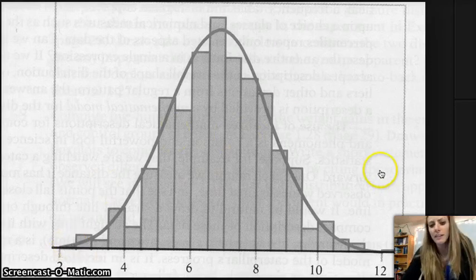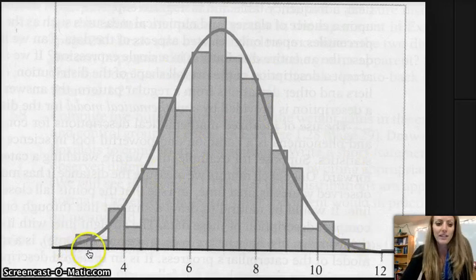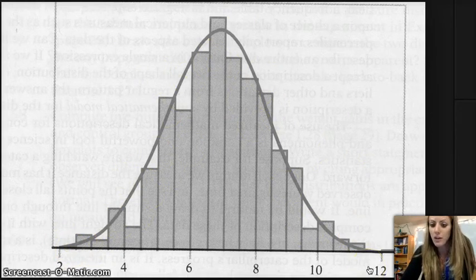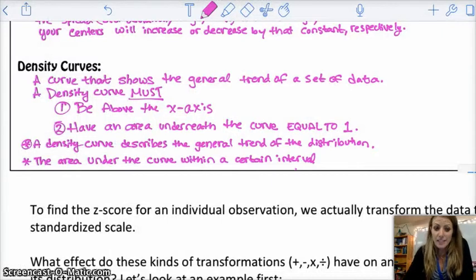So basically, long story short, a density curve is a curve that shows you the general trend of a histogram or of a graph of a distribution of data, and it must be above the x-axis. You can't have a negative density curve, and the area underneath it has to equal 1, and the area under the curve is actually equal to the proportion of values that are under the curve.